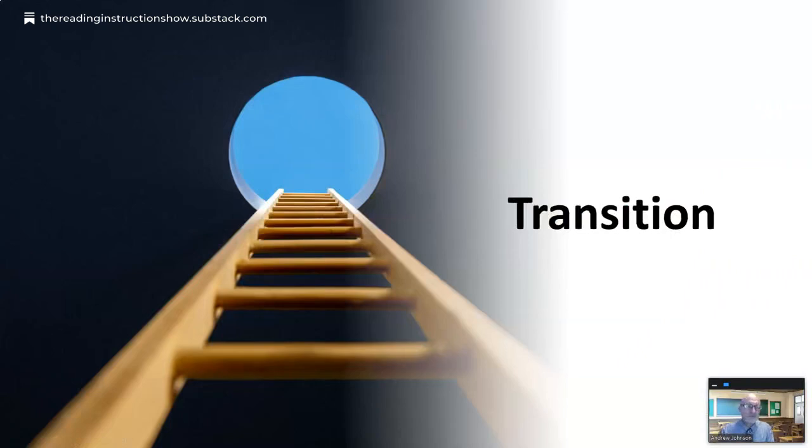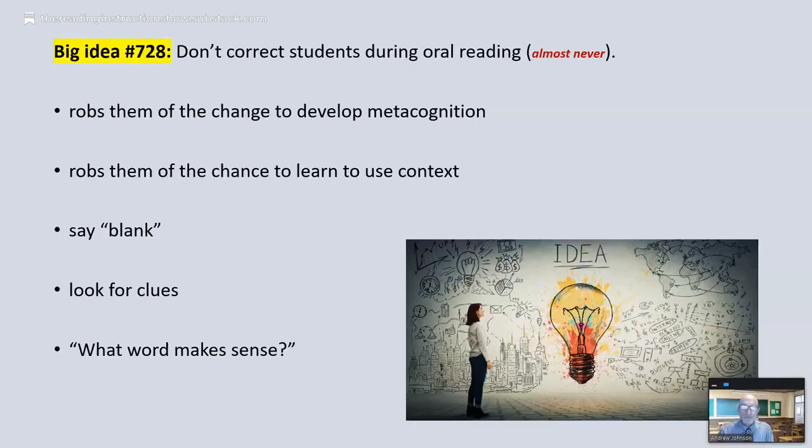Slight transition. Big idea number 728. Don't correct students during oral reading, and this is tough to do. It robs them of the chance to develop metacognition, to stop and say, does this make sense? If you jump in all the time, allow them to keep going. If they're still creating meaning, do not correct them during oral reading. Teach them to say blank and look for clues, or say blank and keep going, or say, what word makes sense? Never say sound it out.